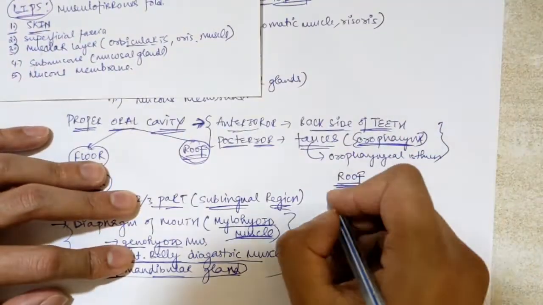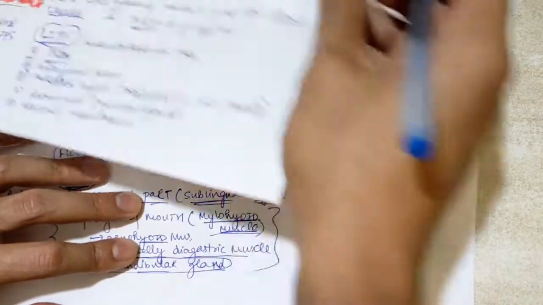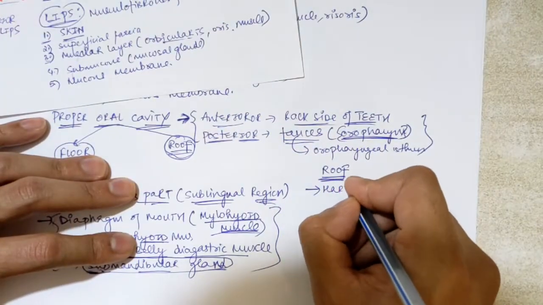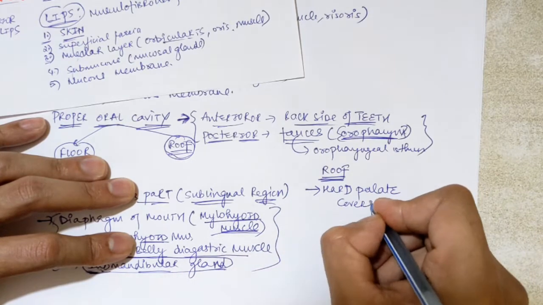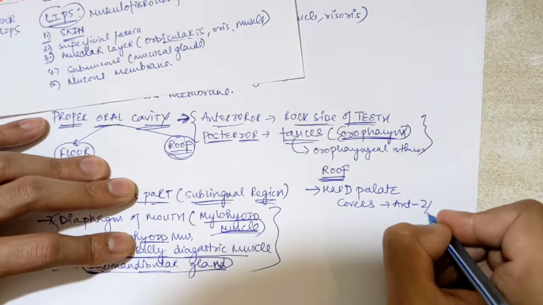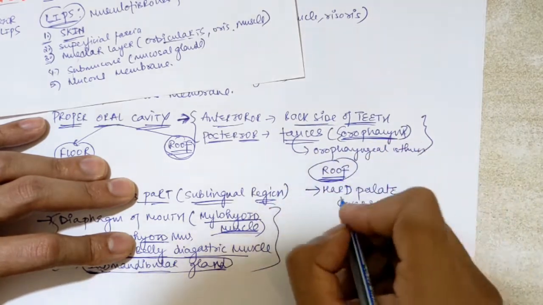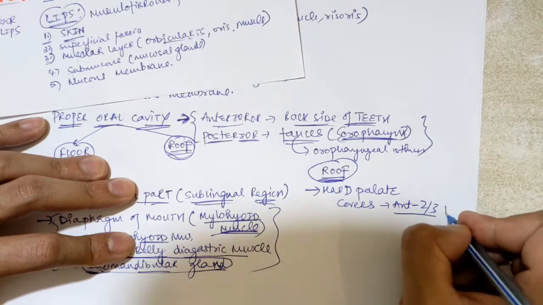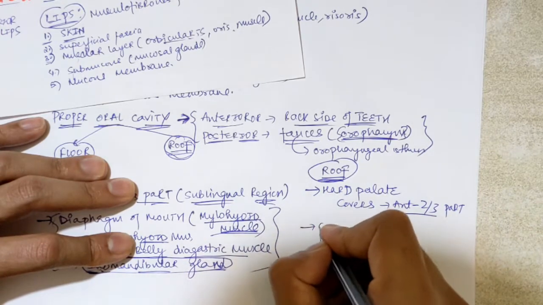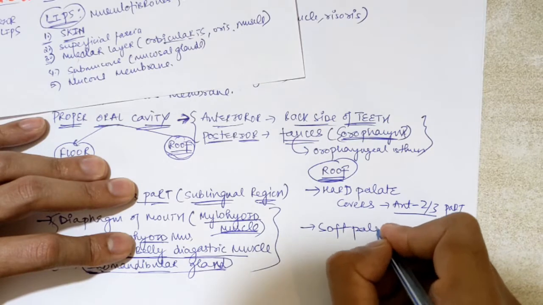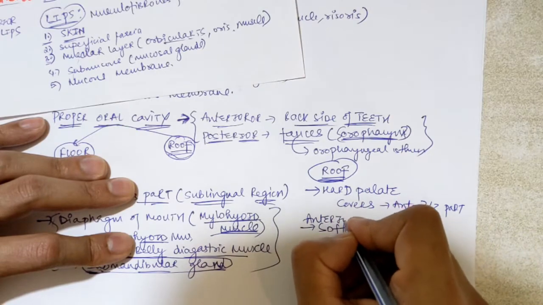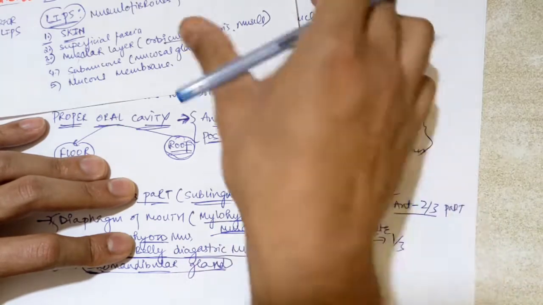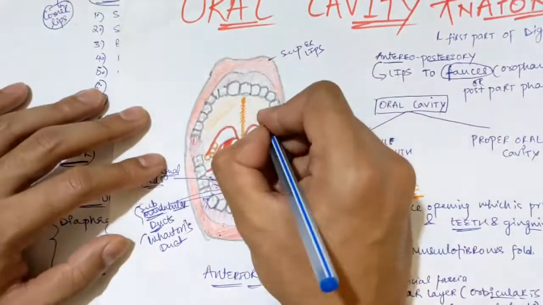Now comes our roof. You know that the roof is actually formed by the palates: first of all, the hard palate and the soft palate. The hard palate covers the anterior 2/3 part of our roof, and the soft palate covers the posterior 1/3 part. In this diagram you can see this orange part is called the hard palate.